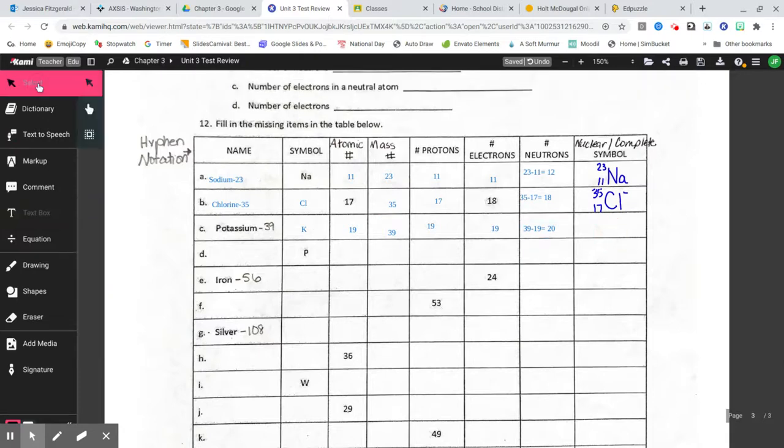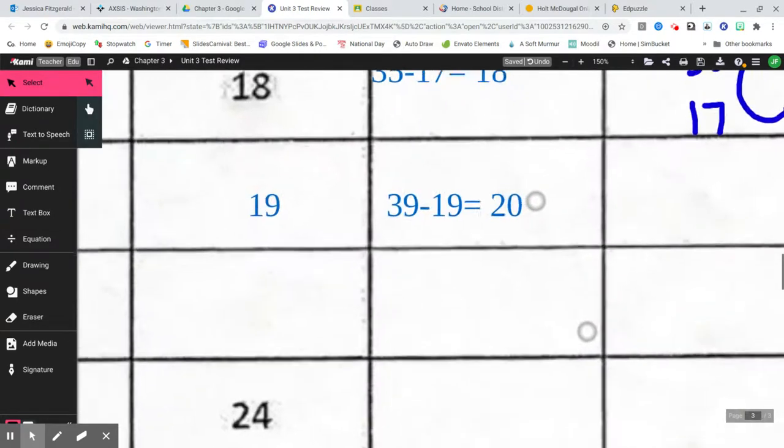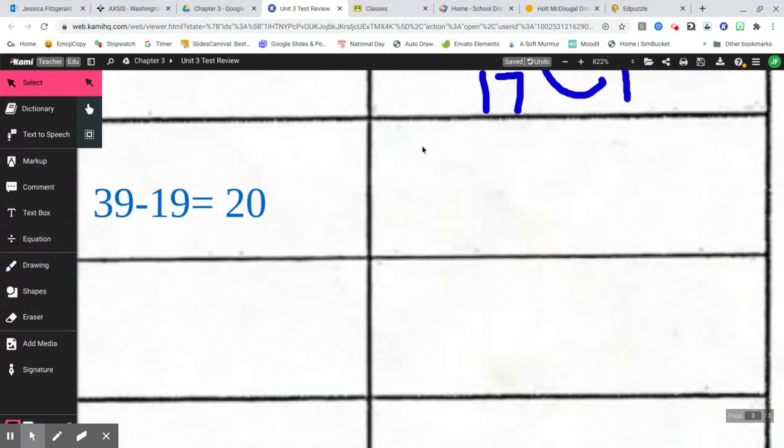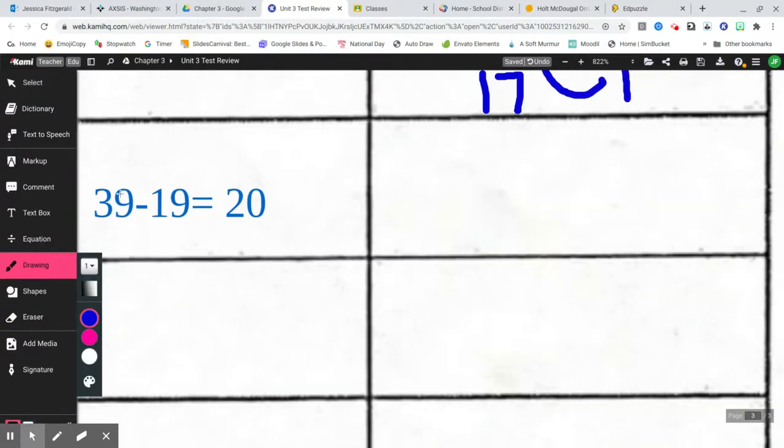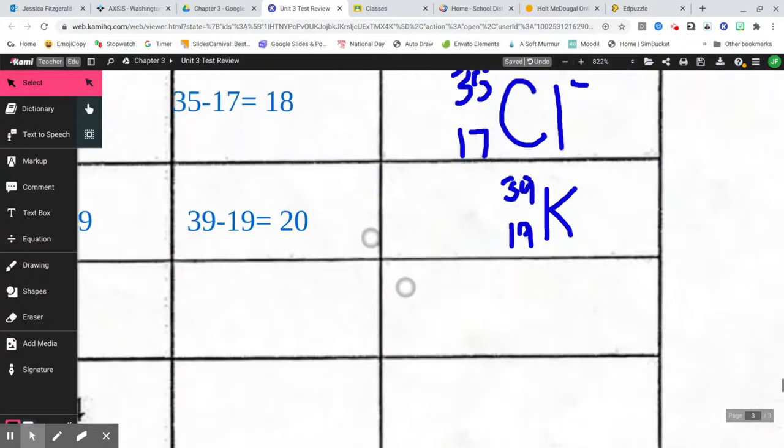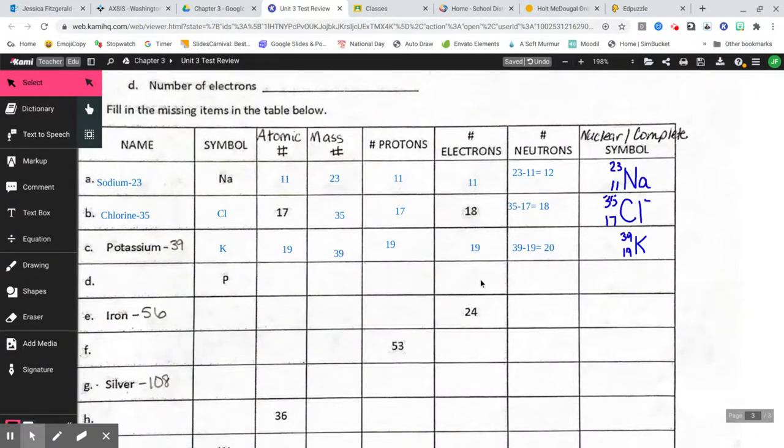And then we're going to write our complete or nuclear symbol. So we have a K. The mass is going to go in the upper left corner. Your atomic number is going to go in your lower left corner. And since our protons and our electrons are the same, we don't have a charge. And again, that's where your charge would go. So if you could go on and finish completing this chart for me.